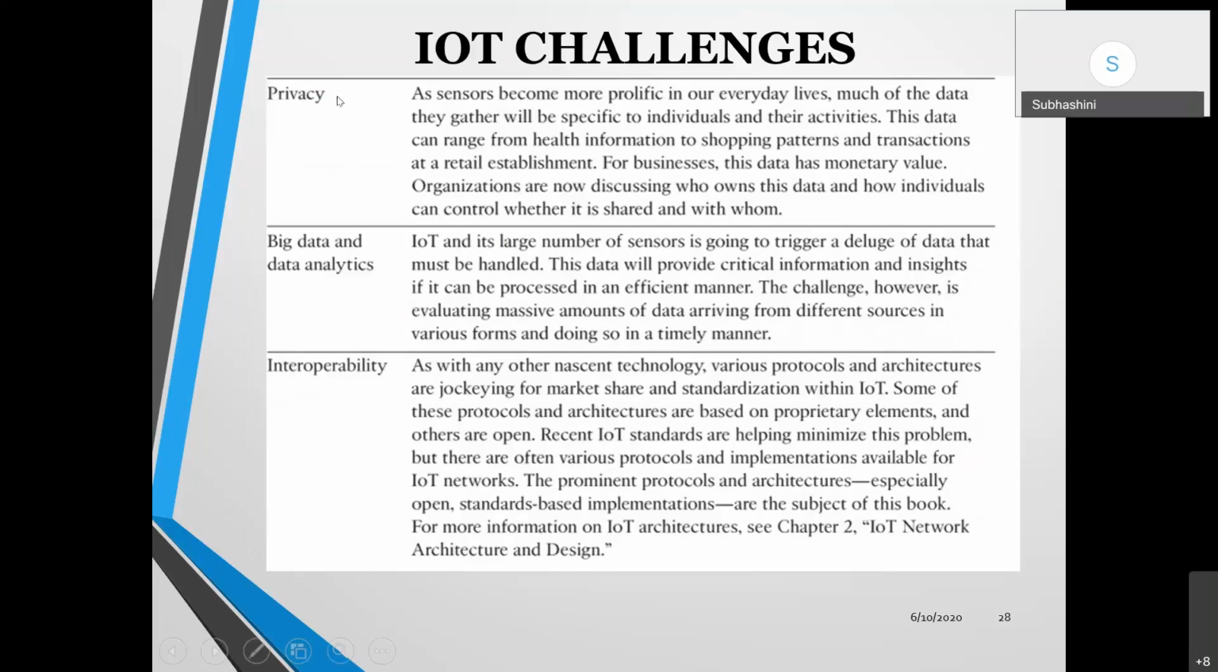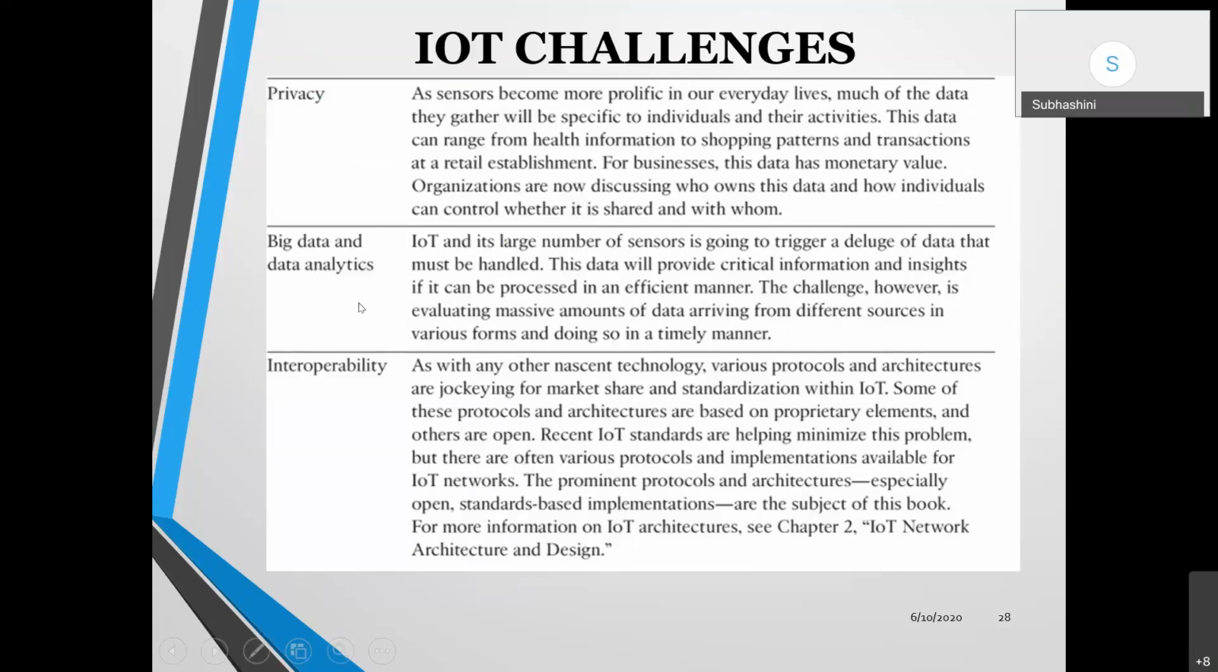Next, we talk about privacy. Definitely, once a thing generates data, how is the data going to be stored? Where is the data going to be stored? And how secure is my data? So these things come under privacy in terms of data security. And moving on to the next challenge.